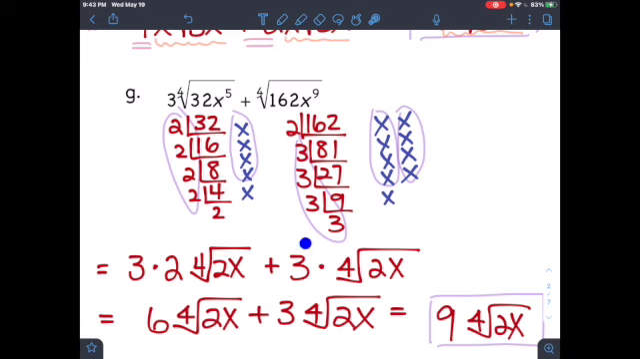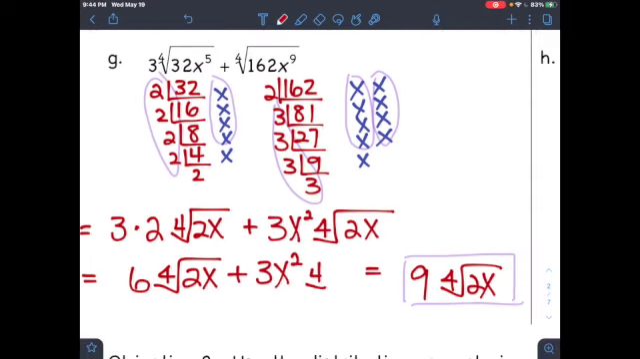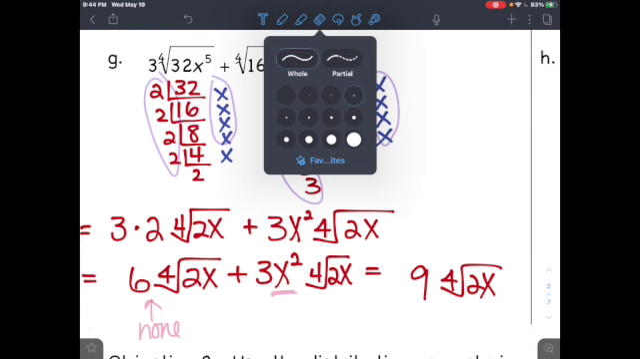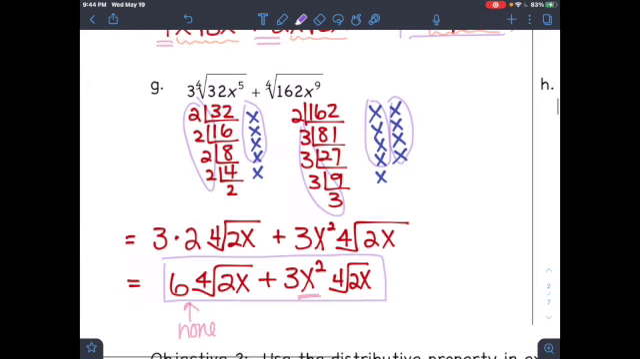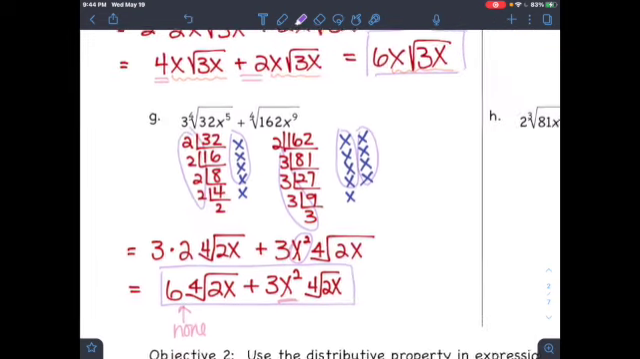4 3's right here. 2 pairs, x squared, and this should be x squared, 4th root of 2x. Now because notice there is an x squared and there is none, we cannot combine them, and the answer is just 6 4th root 2x, 3x squared 4th root 2x, because they are not the same right here. Okay, so that's your answer, because they are not the same.